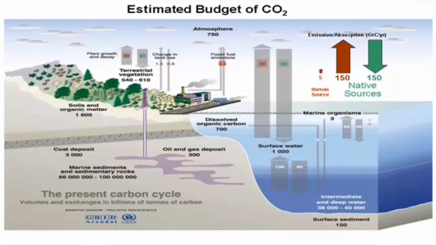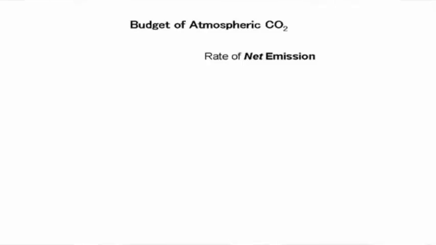The resultant of all of these contributions is net emission, the net rate at which CO2 is introduced into the atmosphere. It must equal the instantaneous growth rate of atmospheric CO2. That property follows from the observed record.